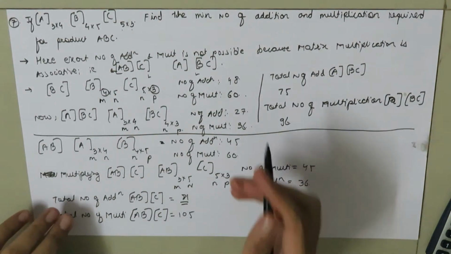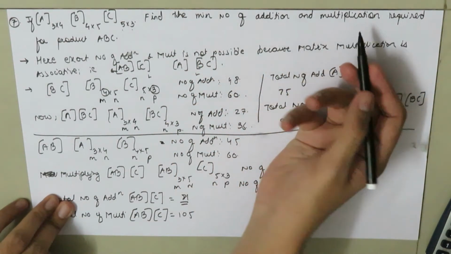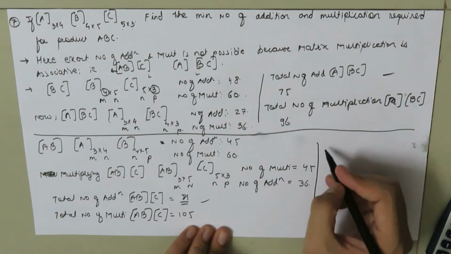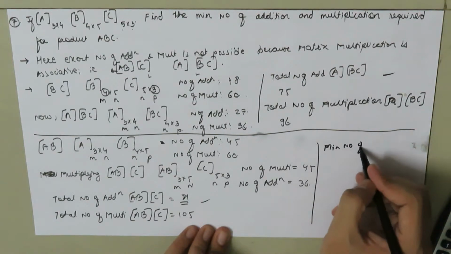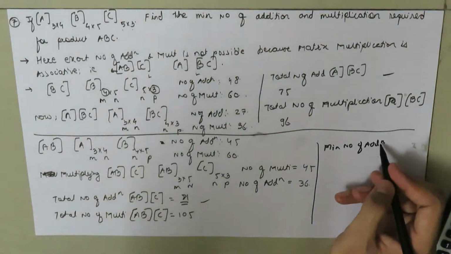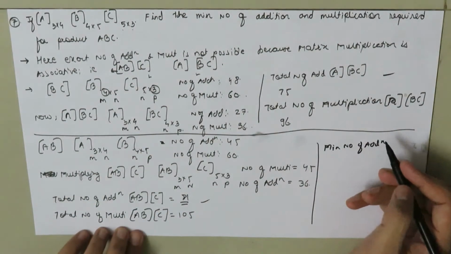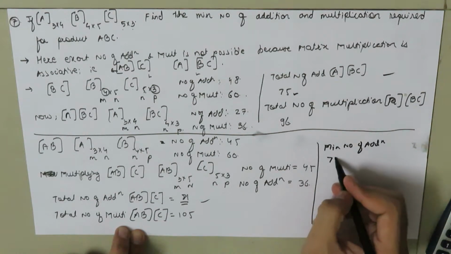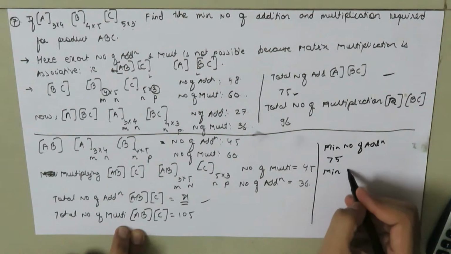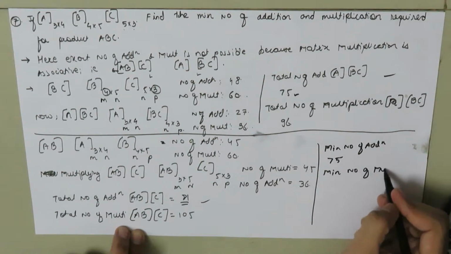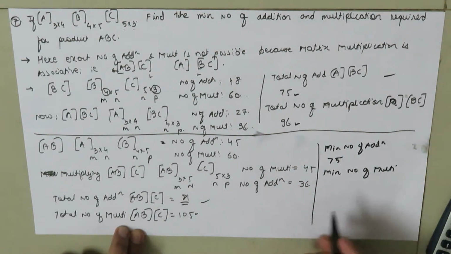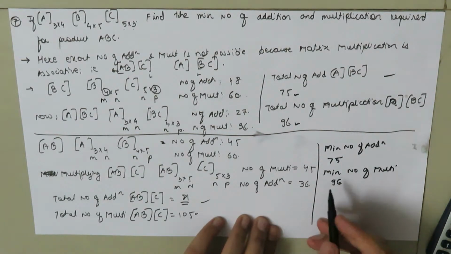But here they have asked for the minimum number of additions and multiplications required. So from these two conditions, the minimum number of additions: here we have 75 and here we have 81. So the minimum number of additions is 75. The minimum number of multiplications: here we have 96 multiplications and here we have 105. So this is 96.